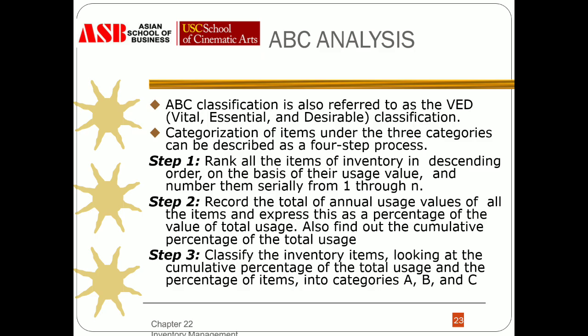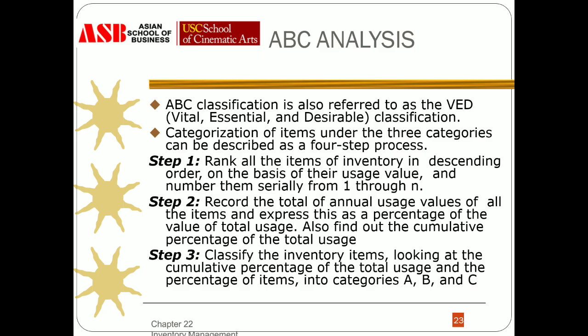Now, step 1 is to rank all the items of inventory in descending order on the basis of their usage value and number them 1, 2, 3, etc. Then the second step is to record the total annual usage value, meaning how much is to be invested in that particular material and how it adds to the total value of your product. So it would be your second category, that is B category.